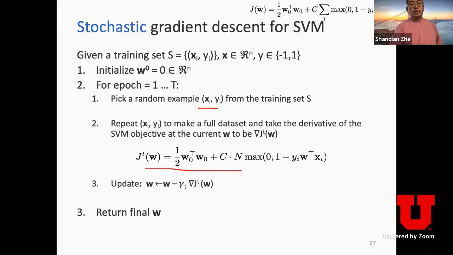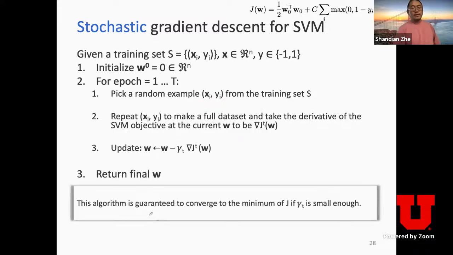This is the total loss of the SVM objective on this data set, which is just the loss over this randomly selected example, multiplied by the total number of training examples, plus C times this regularization term, right? You just take the gradient and do gradient descent with some learning rate schedule gamma t. And this algorithm is guaranteed to converge to the minimum of the objective function if gamma t is sufficiently small. As for what it means for gamma t to be sufficiently small, we're going to discuss that in a minute.